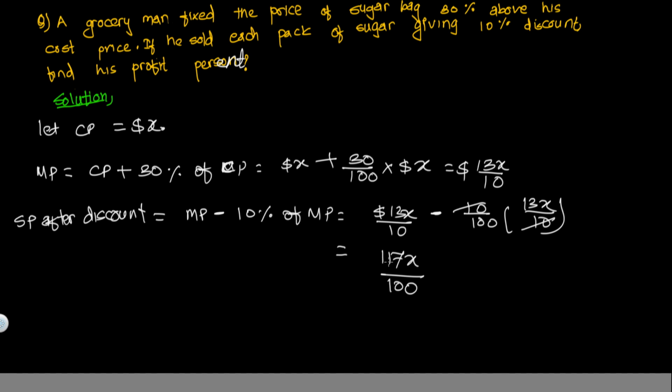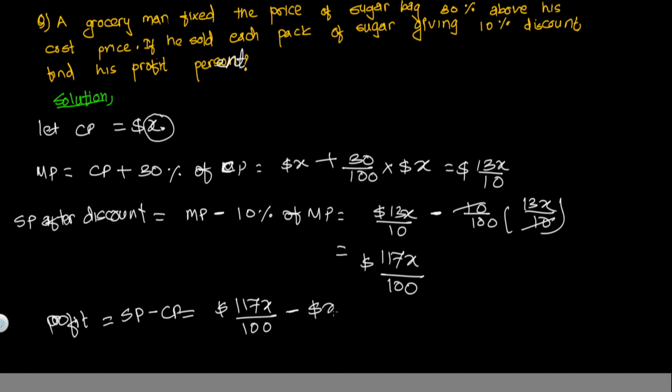Now we have SP, which is $117 over 100 x, and our CP is x. We're gonna get the profit percent. How to get the profit percent? First, profit is always SP minus CP, because your selling price must be greater than cost price in order to get the profit. So our selling price is $117x over 100 minus our CP, which is $x. If we solve this one, because the 100 will be our LCM, 117x minus 100x over 100, which will be 17x over 100.